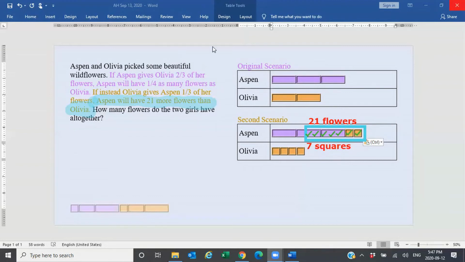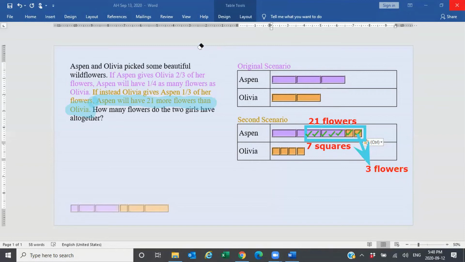I'll draw a huge arrow and then write flowers, because each square represents 3 flowers. But now that we know what each square represents, we need to know what one rectangle represents. The rectangle is made up of 1, 2, 3 squares. If each square represents 3 flowers, it's 3 times 3, and that equals 9.